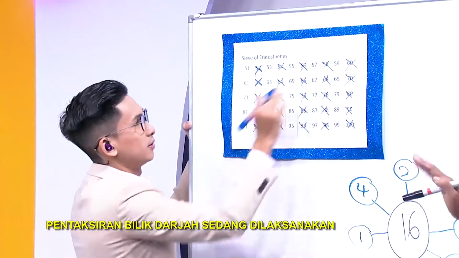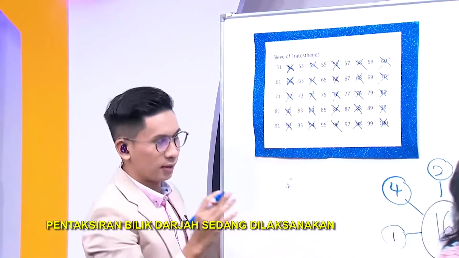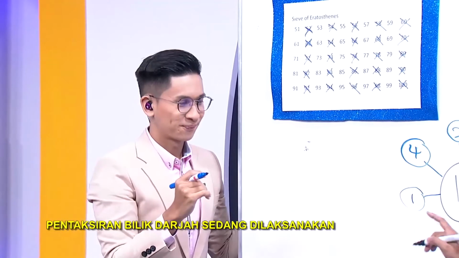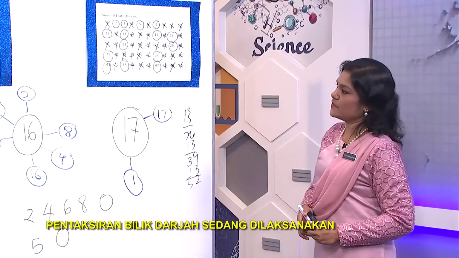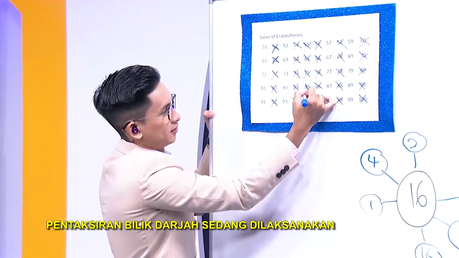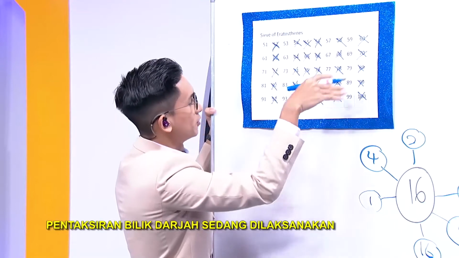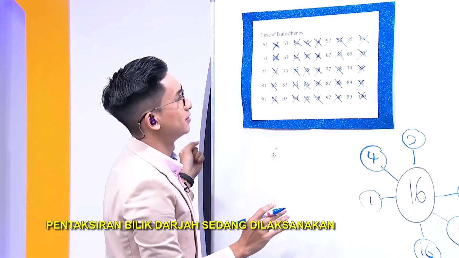Next, the multiples of 5. As I said just now, you find numbers ending in 5 and 0. That will help you to cross out the multiples of 5. Okay, all the 5s are here. And the 0, any 0? No more 0, teacher. And then what else can you cross out?